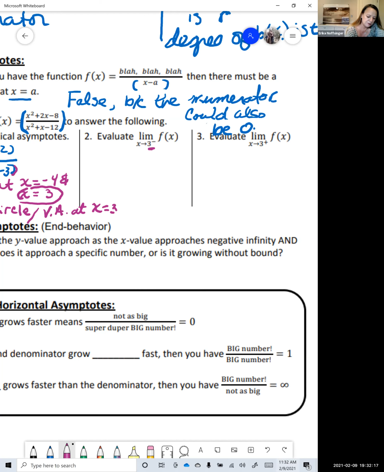So if I chose numbers to the left of 3 that are getting close, maybe look at what is f of 2.9. So if I plug this back in here, I want to see, am I going to get back a positive number or a negative number? So maybe we should go to Desmos and pull up the feature where we can just start plugging in numbers and looking at it.